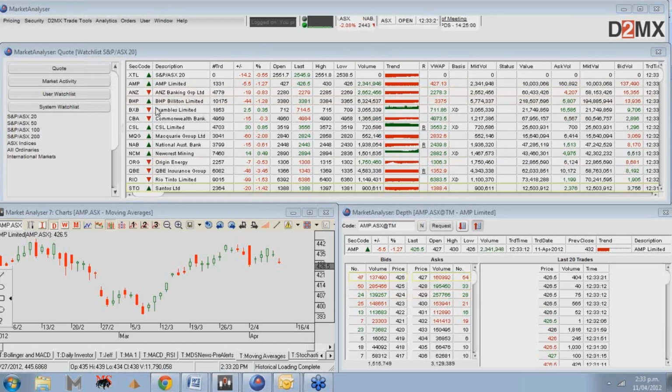So what we're going to do is take a look at some of the little tips and tricks of taking your charting a step further than what you've currently got set up.